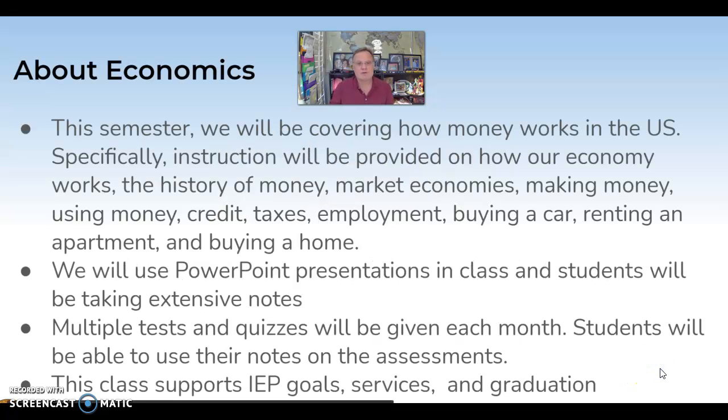First of all, this semester we'll be covering how money works in the United States. Specifically, instruction will be provided on how our economy works, the history of money. We'll look at market economies and making money, using money, credit, taxes, employment, buying a car, renting an apartment, and buying a home. This class is designed so that students can have a fundamental understanding of how money works in the world they will be living in.